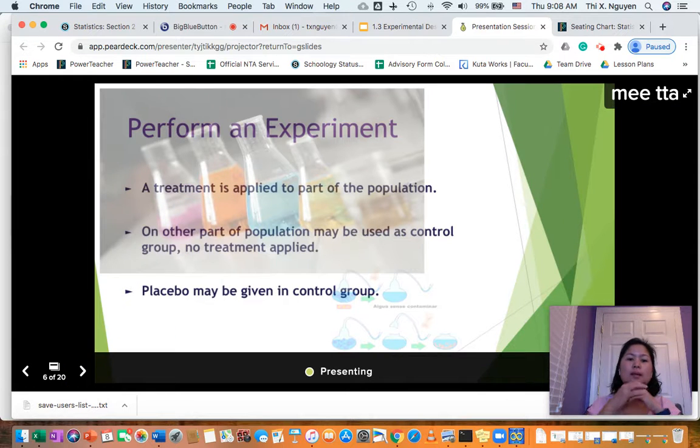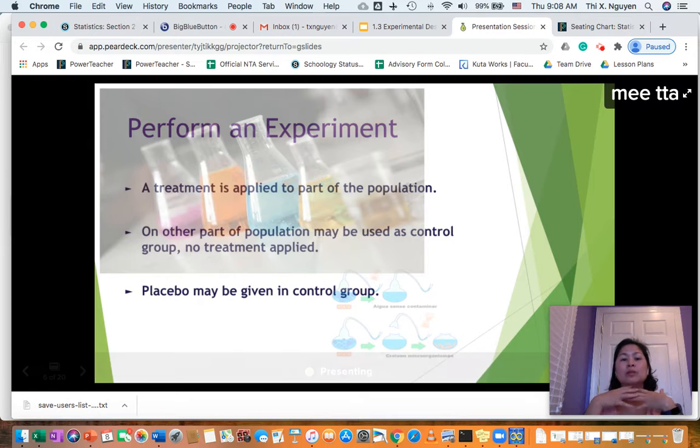The next one is, sometimes we don't just observe. We will actually do something. If they perform an experiment, a treatment is applied to part of the population, and another part of the population may not receive it. That's the control group, with no treatment applied, so we can compare. They may split into two groups. This group they give some sort of treatment, this group they don't, and they compare the results after a week or a month.